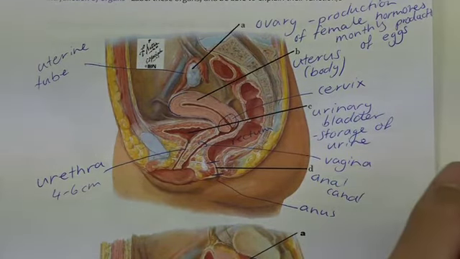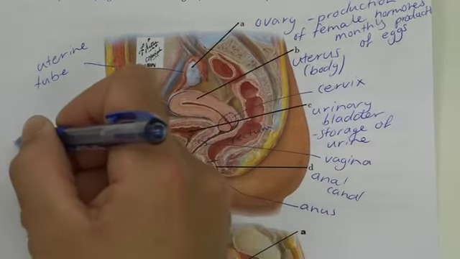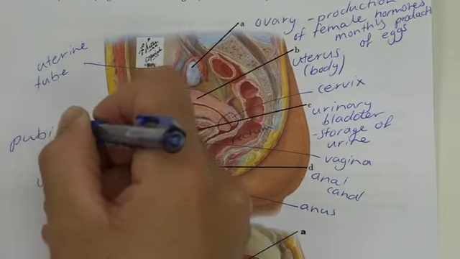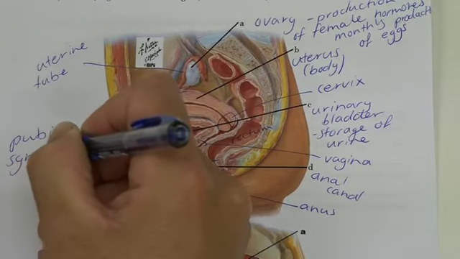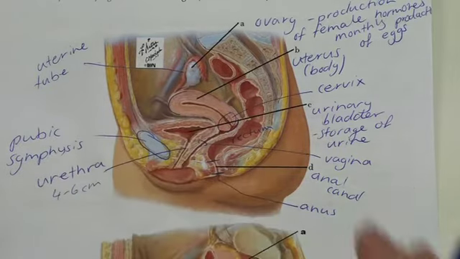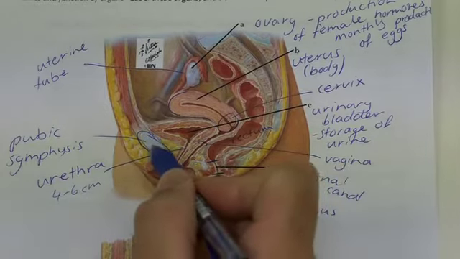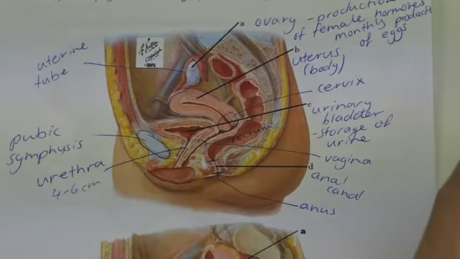Some of the other things that we can see in this area: this blue structure here is representative of the pubic symphysis. We know that the pubic symphysis is the structure we would find between the two pubic bones, and this is separated here by the blue structure, which is a fibrocartilaginous disc.